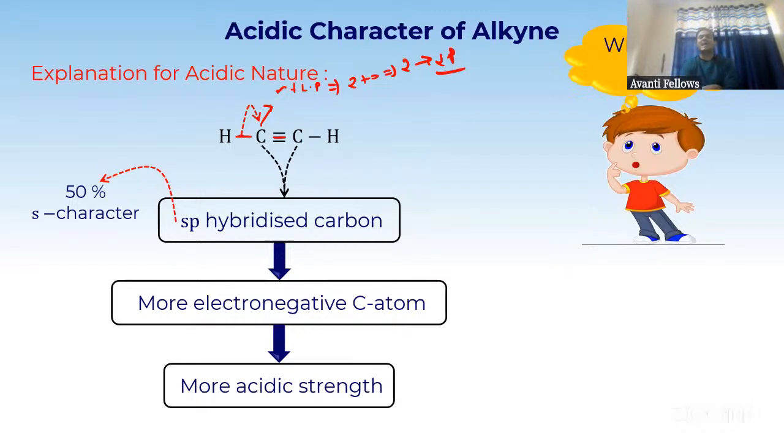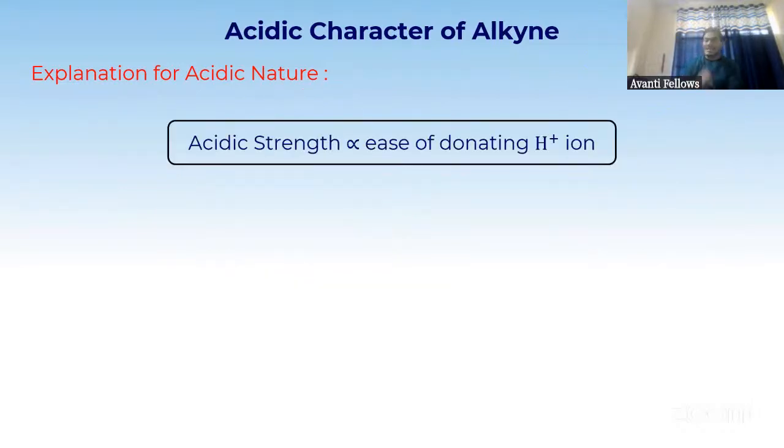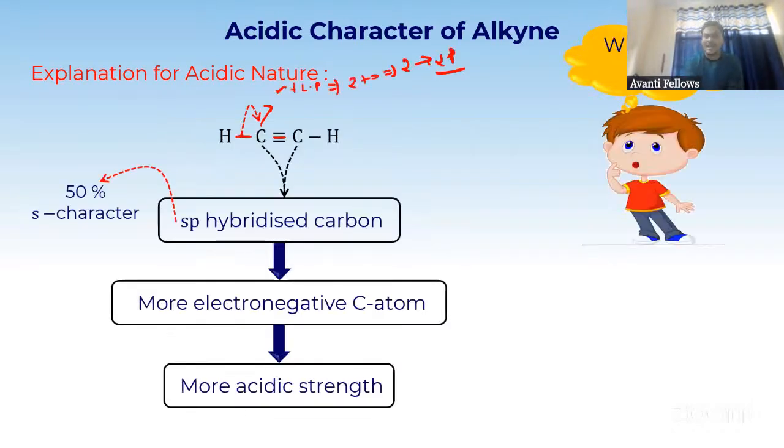So due to sp hybridized carbon, they are more electronegative, and if they are more electronegative, it means more acidic strength, because acidic strength is directly proportional to ease of donating H plus ion. तो अगर ये ज्यादा इलेक्ट्रोनेगेटिव होगा तो ये इसके इलेक्ट्रॉन को इजिली ले लेगा। और यहाँ पे H प्लस बन के ये निकल जाएगा। एंड व्हाट इज एसिड? जो भी H प्लस लूज करता है, whenever the substance or compound loses H plus, then it is said to have good acidic character.